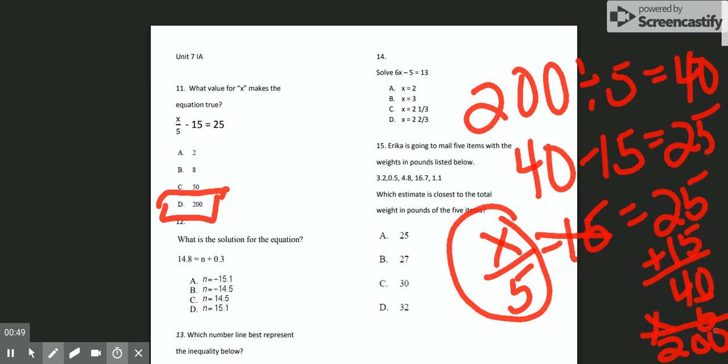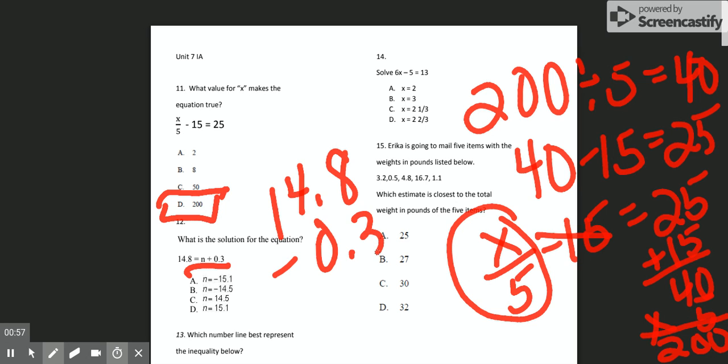For number 12, again, you could do the guess and check method, or you can do the algebra way. So it says to add 0.3, so we do the opposite and we subtract 0.3. So you would get 14.5. Again, you can go in and plug in the answers and guess and check.